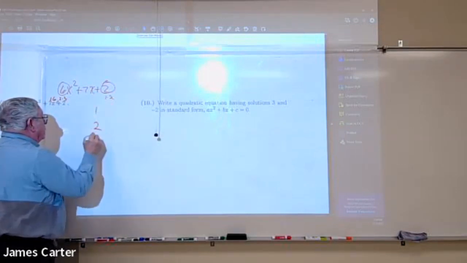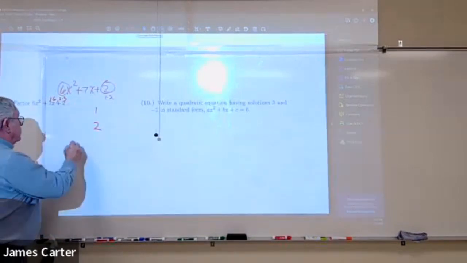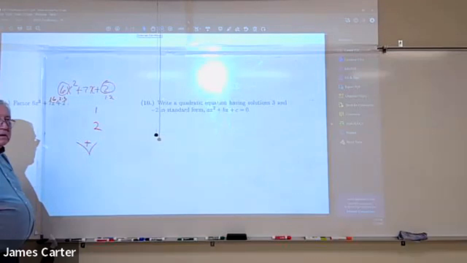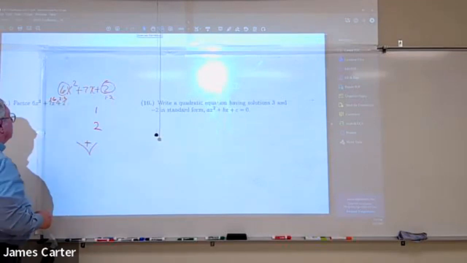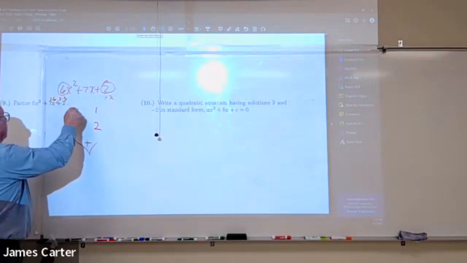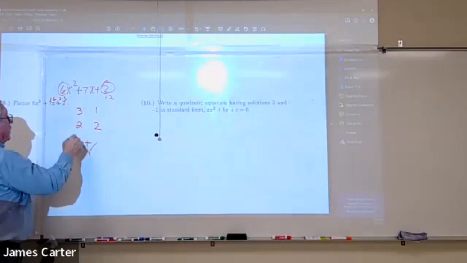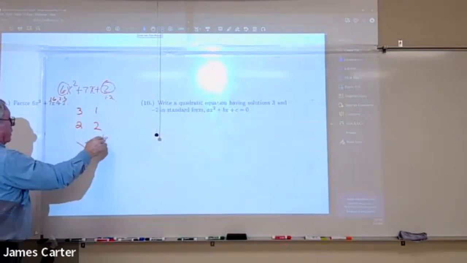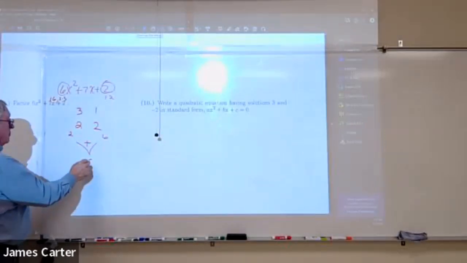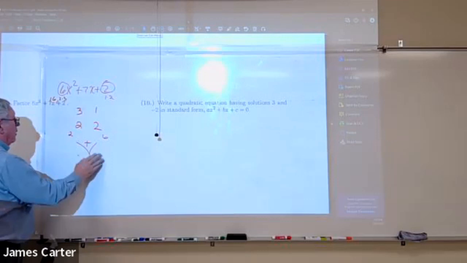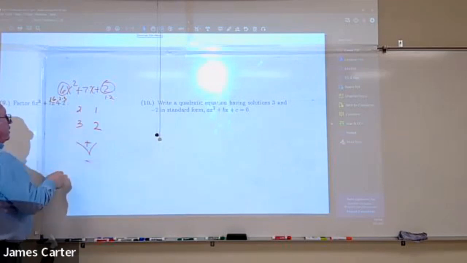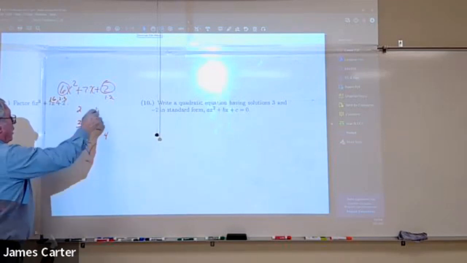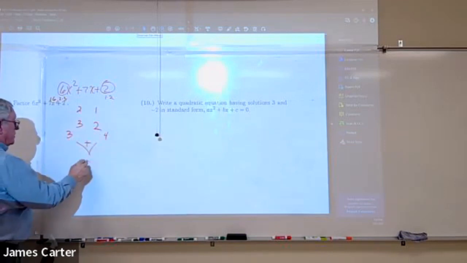So 1, 2. I look at my rule of signs and I'm going to add. Now, I want to end up with a 7. If I use the 3 here and the 2 there, I get 6 here and I would get 2 here, which is 8. Will work. So obviously that isn't the right combination. But what if I put the 2 here and the 3 there? 2 times 2 is 4. 1 times 3 is 3. 4 plus 3 is 7.